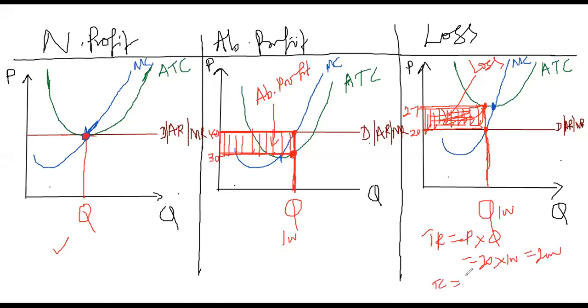Then TC is ATC into Q. What is ATC? ATC is 27, and the quantity is 100. So 27 into 100 is 2700. So profit will be TR minus TC. 2000 minus 2700 is minus 700. That means the loss is 700. In the 2010 paper we got a loss related question.